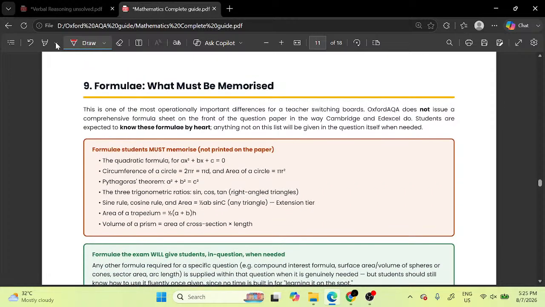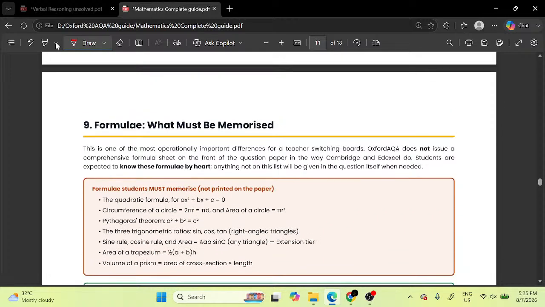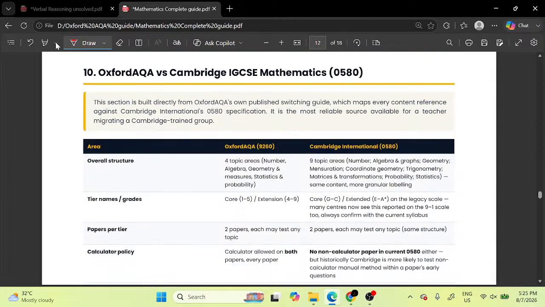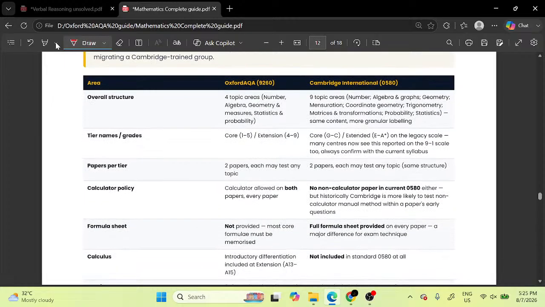Now about formulas: in O levels and IGCSE we are given a formula sheet, but over here you have to memorize all of the formulas. Over here we are not provided with a formula sheet, so it means you have to learn all of the important formulas for both of the papers. So this is the basic difference between Oxford AQA and GCSE.